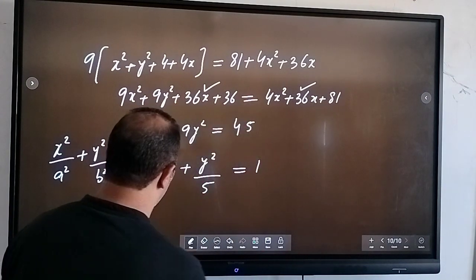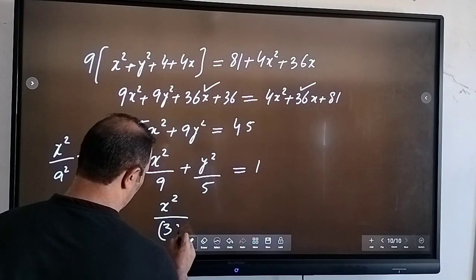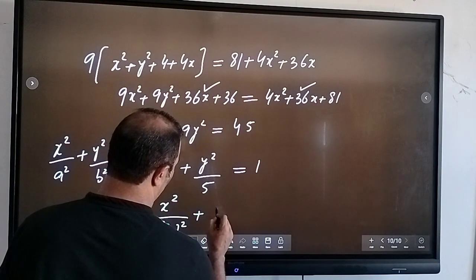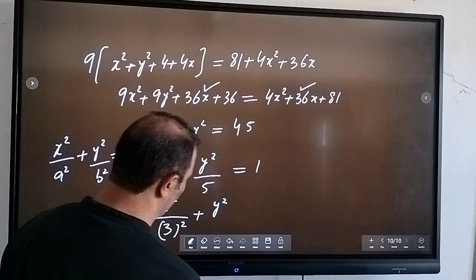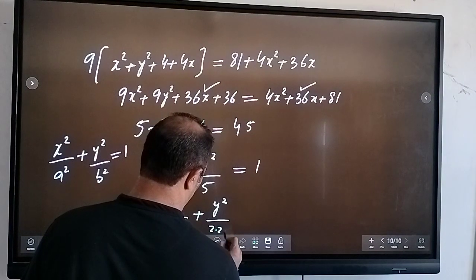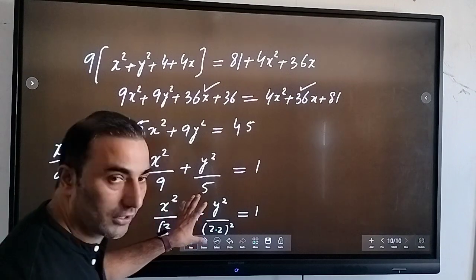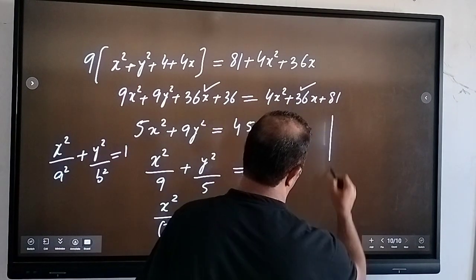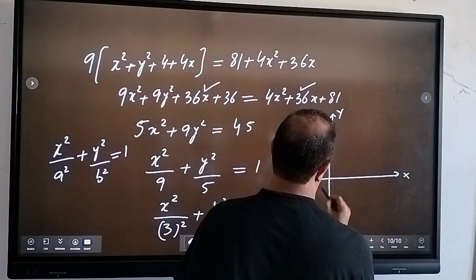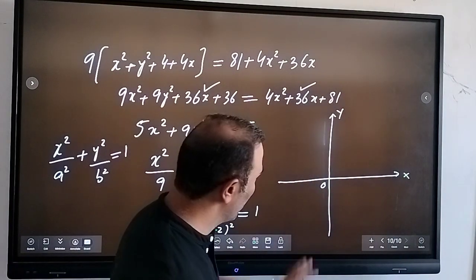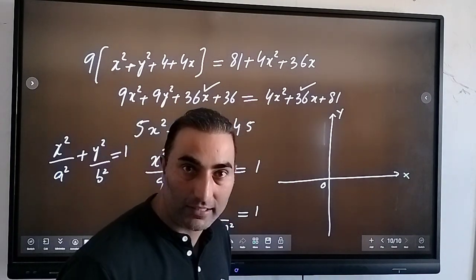So that means our a here, we can rewrite this as b square plus... our ellipse is of this form. So let us plot that. Okay. So first, this ellipse, that means our semi-major axis is 3.